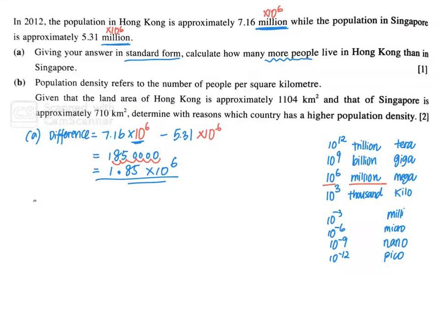Part B. It happens that this question is also talking about population density, and it mentioned people per square kilometer. So this is telling me people per kilometer square. I take the population divided by the area. Given that the land area of Hong Kong is approximately so much and that of Singapore is so much, determine with reasons which country has a higher population density. So what we're going to do now is find the population density.